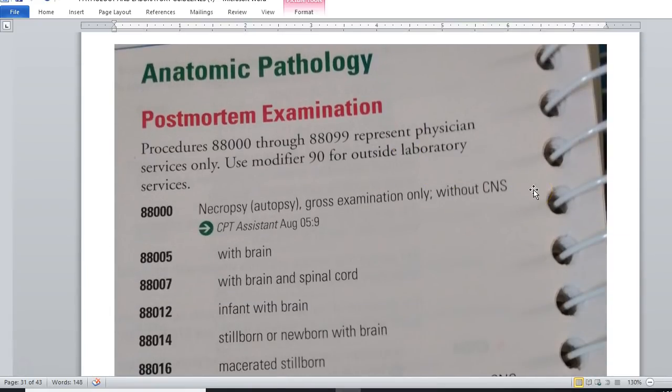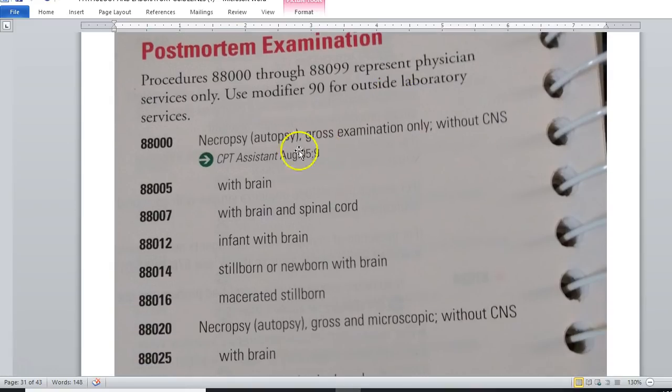We then get to our anatomic pathology. So these are our post-mortem examinations. Again, we need to know what the extent of it was. So again, gross examination only is with the naked eye, okay? So again, if let's say they think the patient had a massive stroke, they take off the skull and they can see a massive brain bleed with the naked eye. Do they need to do any more? No, that would be 88005. Gross examination only with brain.